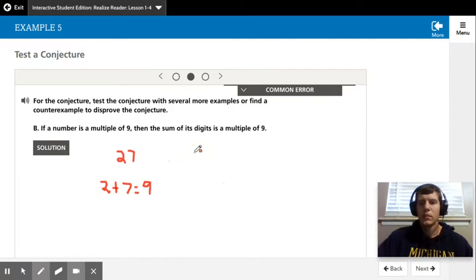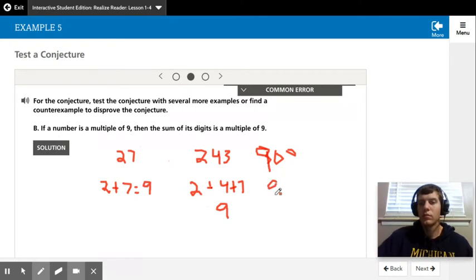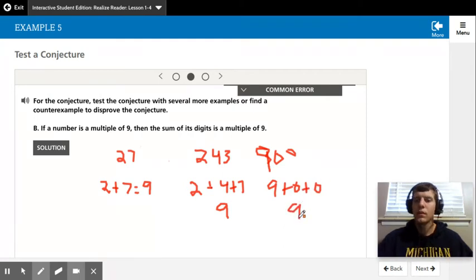Pick another one. How about 243? 27 times 9 is 243, so that's a multiple of 9. If we add these all up, 2 plus 4 plus 3, that's going to give us 9. Let's try 900. 9 times 100 is 900. 9 plus 0 plus 0 is 9.